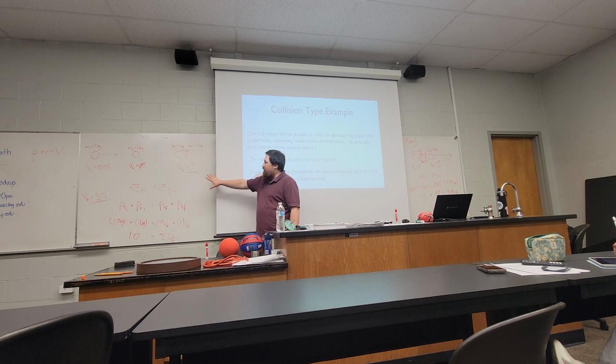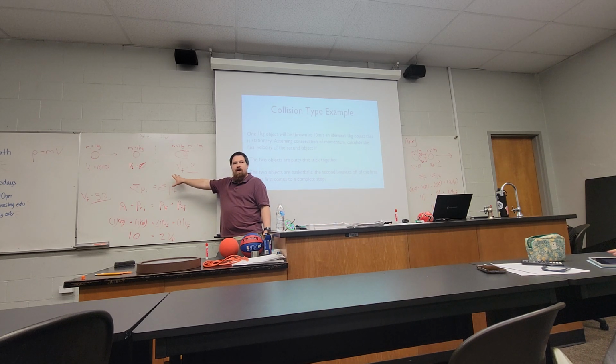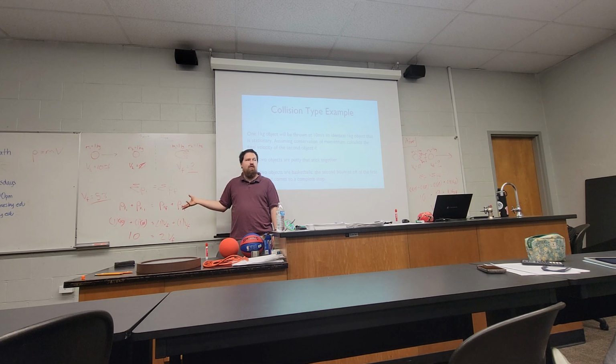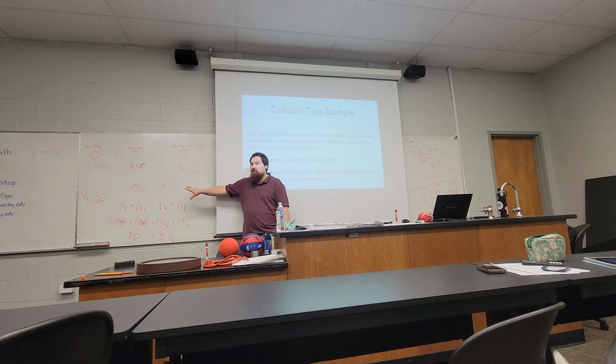In this scenario, they're both now moving at 5, so ball 1 dropped from 10 to 5 and ball 2 increased from 0 to 5. So that's a change of 5 meters per second for both. Just one's getting faster, one's getting slower, but it's still a net change of 5 for both objects. They would still have equal but opposite impulses, but that impulse would be either positive or negative 5, depending.